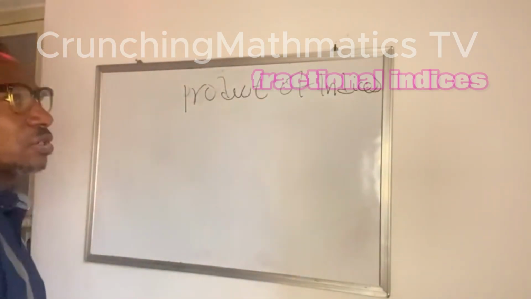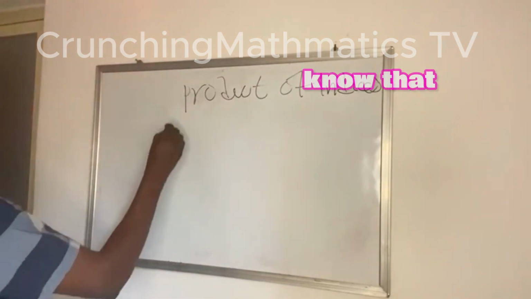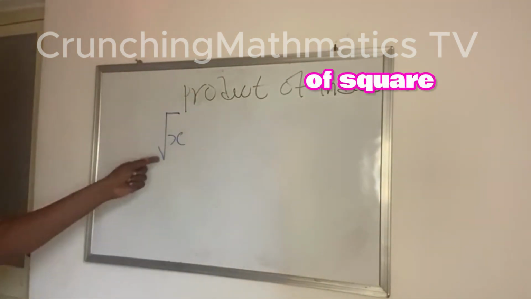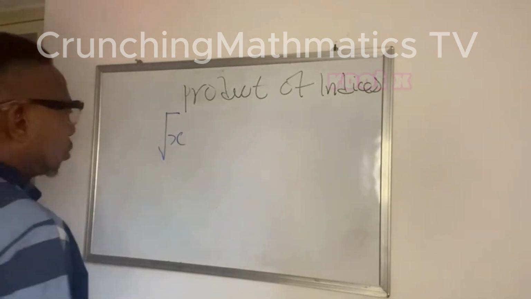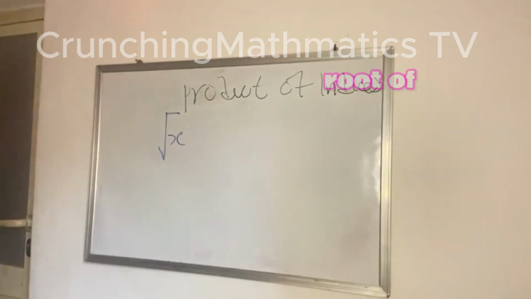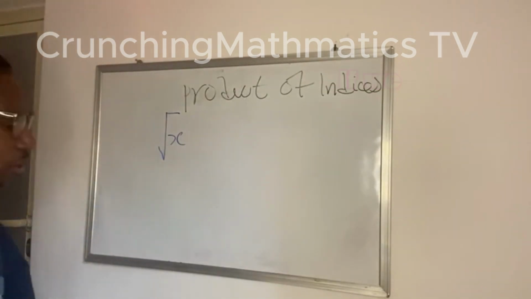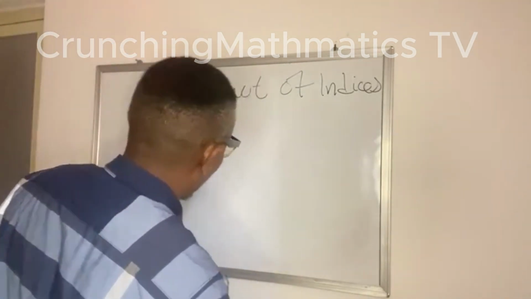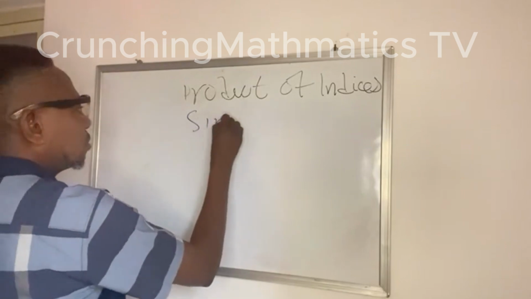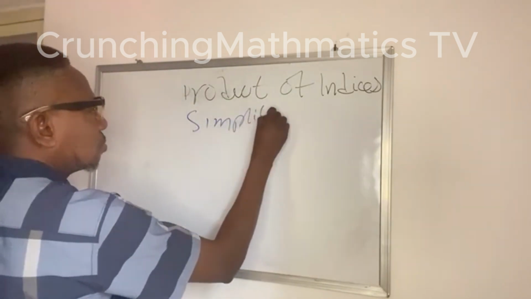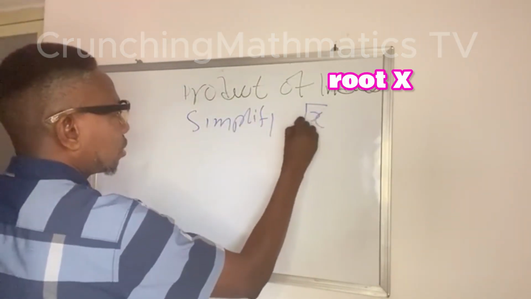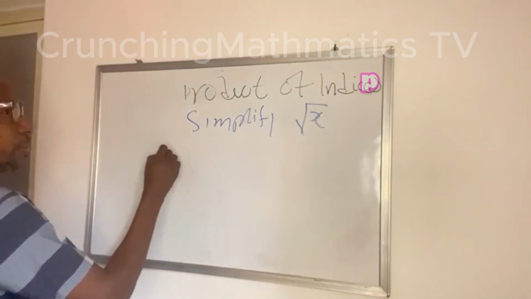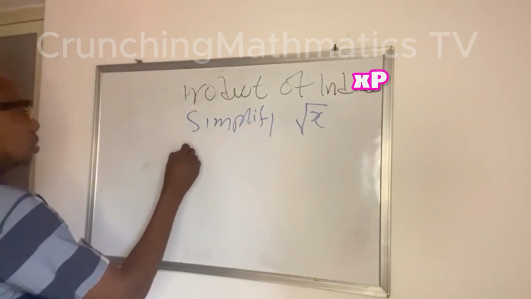So we'll now look at fractional indices. We all know that root x is a short form of square root of x. So if we have a problem like this, simplify root x. Now let root x represent p. Let root x be x^p.